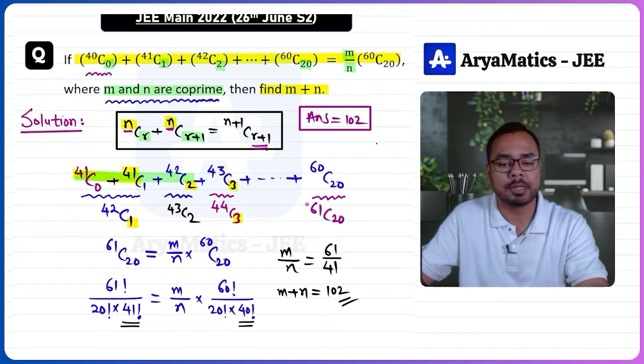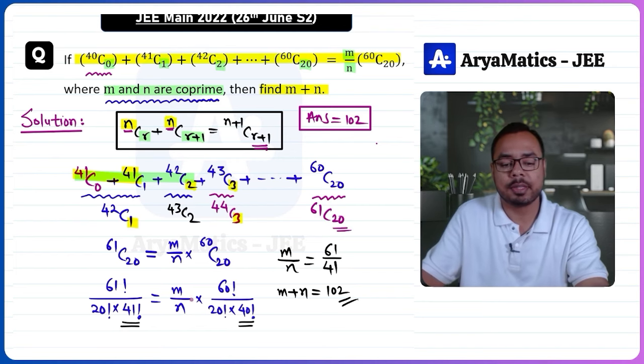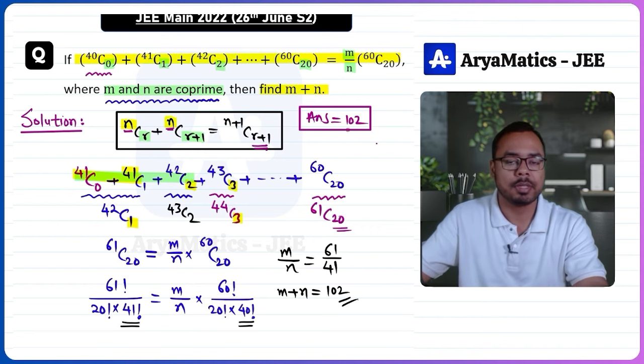So the left hand side was 61C20. Now compare with this right hand side. Finally m and n, 61 and 41, their sum will be 102, and therefore that is the correct answer for this problem.